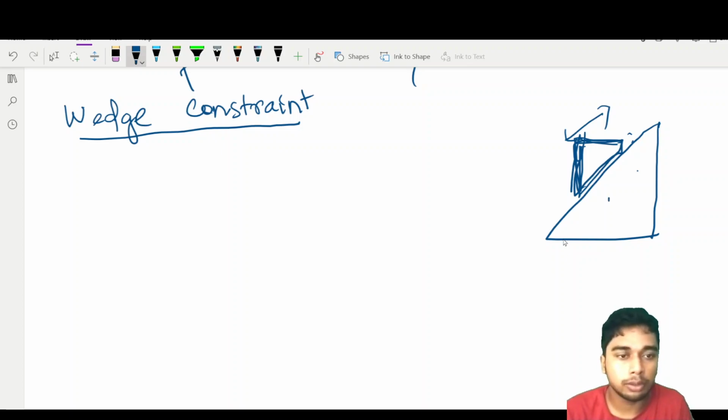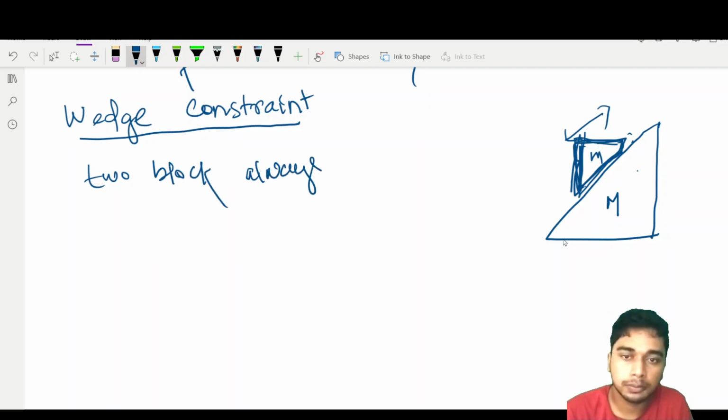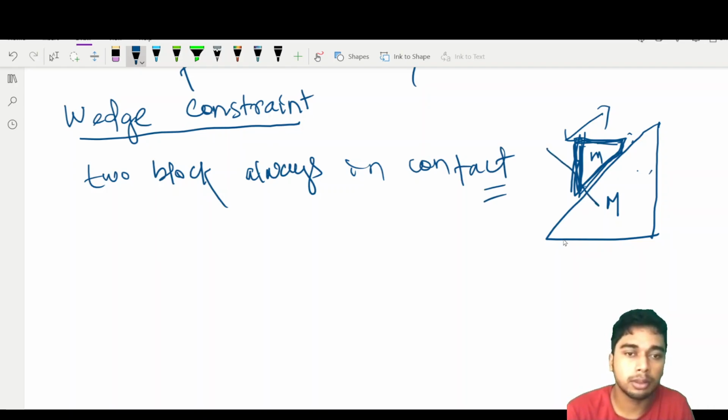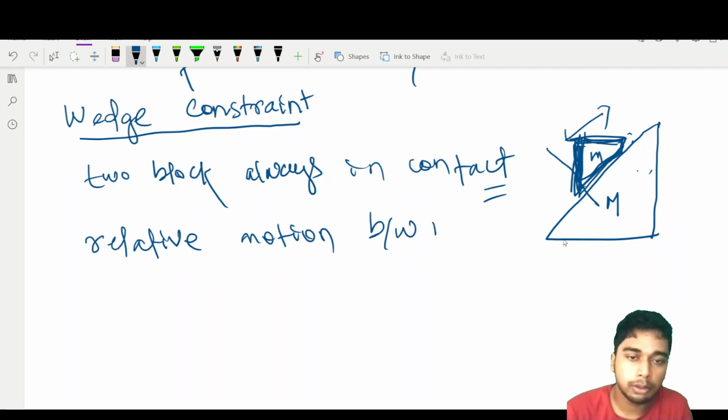For example, I'm considering this bigger block has mass capital M, and the small block has mass small m. So the two blocks always remain in contact. As it is moving, there is no transverse motion. If I consider the relative motion between small m and capital M, there will be no transverse component.